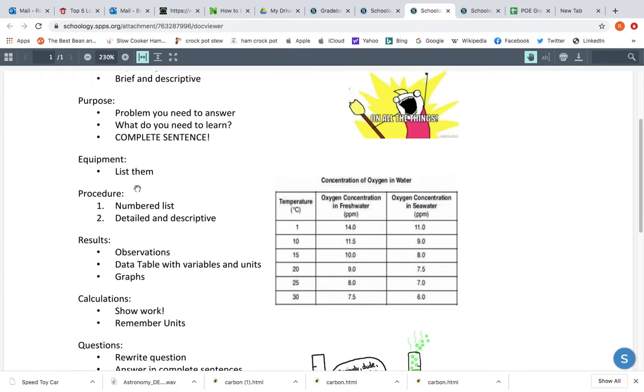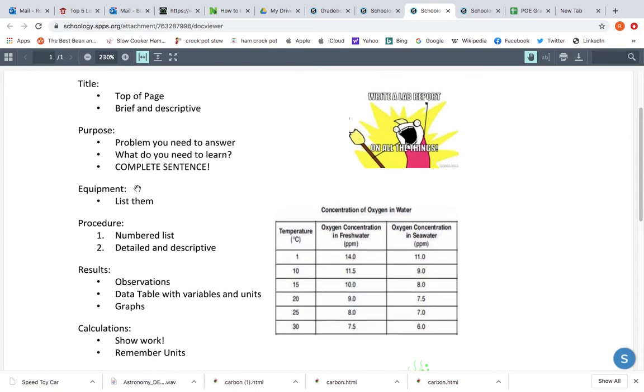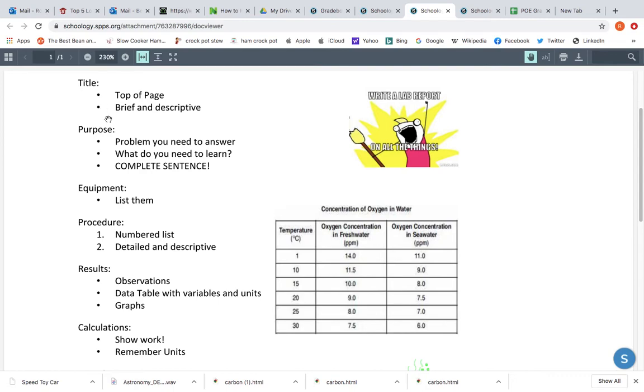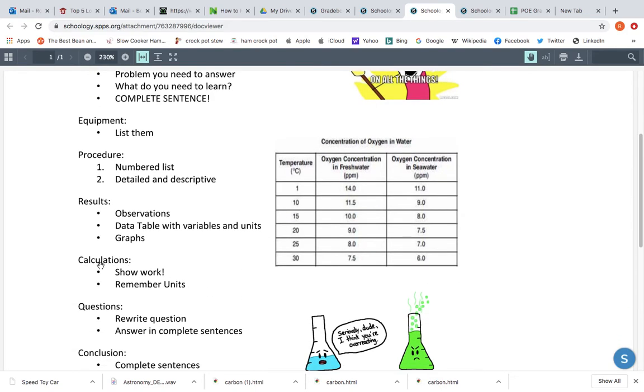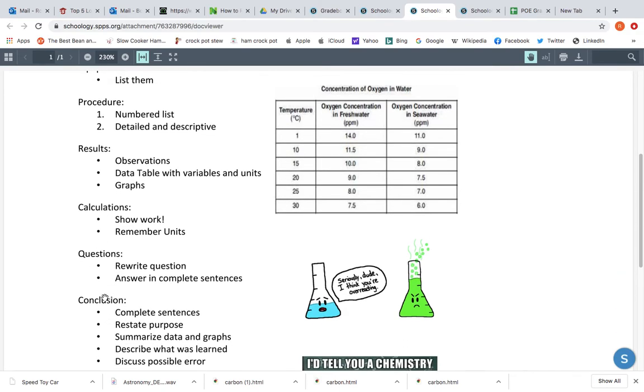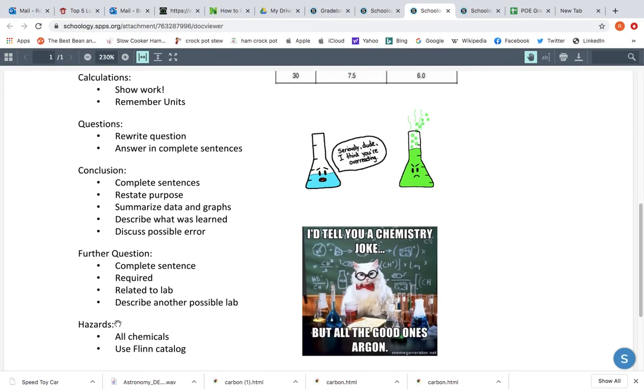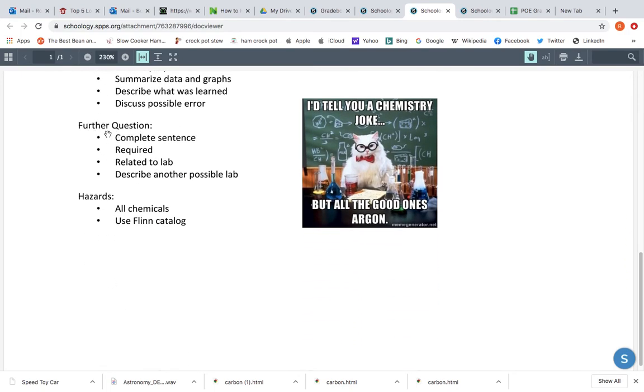This is an example of a good lab report. Title, purpose, what equipment did you use, what's the procedure, a numbered list, what are your results in the form of a data table or graph, did you have calculations for any math, answer your questions in a complete sentence, write a good conclusion statement. Do you have further questions? Write them down, and hazards.